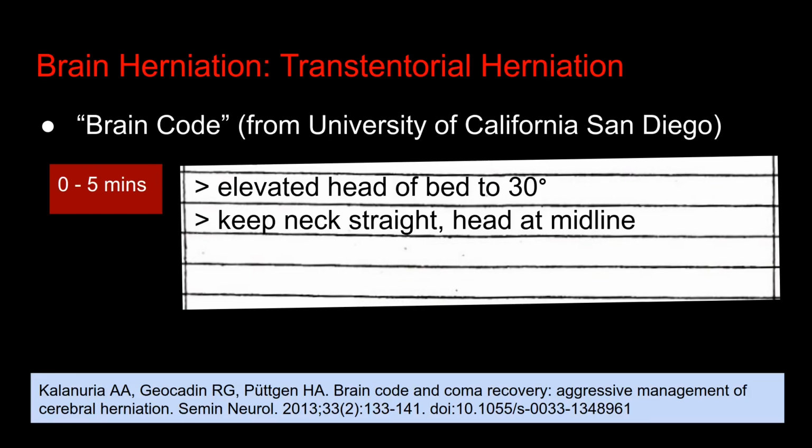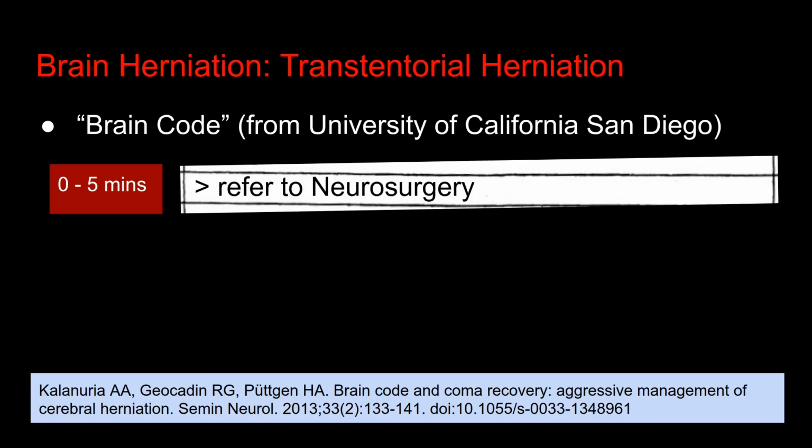Other measures you can do is to elevate the head of the bed to 30 degrees to maintain the drainage of blood from the brain without compromising perfusion. To not compromise your venous drainage, you want to keep the neck straight and the head at the midline. Of course, you want to refer to our friends in neurosurgery.